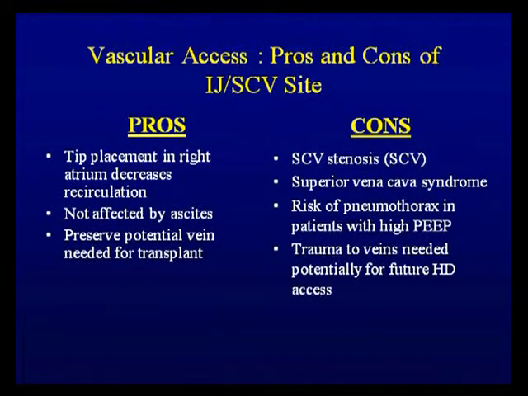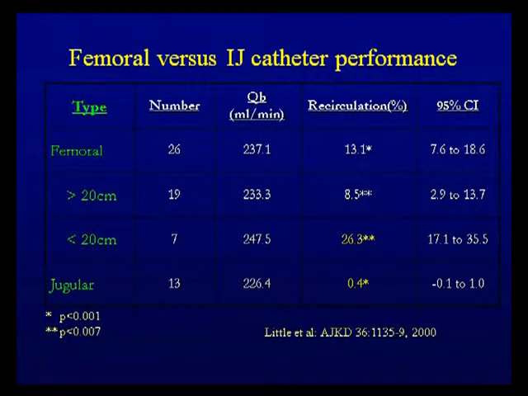In contrast, the IJ or the subclavians are definitely better. There is a tip placement in the right atrium which significantly lowers the recirculation. It is not affected by ascites. It preserves the potential vein needed for transplant. And with subclavian veins, this is now more or less given up. You have the issues of subclavian vein stenosis, the SVC syndrome, risk of pneumothorax, especially in patients who are on a ventilator with very high PEEP, and there is trauma to the veins needed potentially for future hemodialysis access. So the IJ is the vein of choice as far as venous access is concerned.